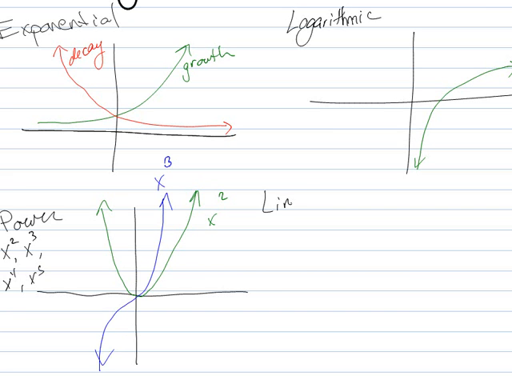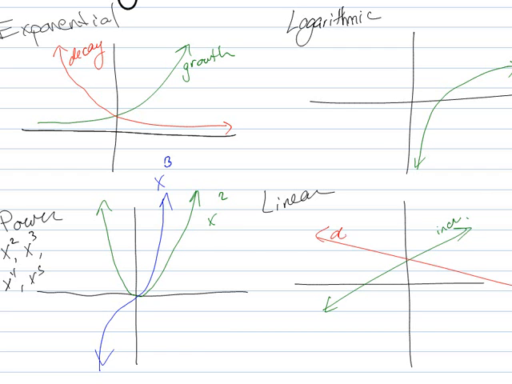And then we had linear. Right, so linear looked like what? Yeah, it's a line. So this is an increasing one. Or you could have a decreasing one. We're very excited over here. So we had exponential, logarithmic, power, and linear.